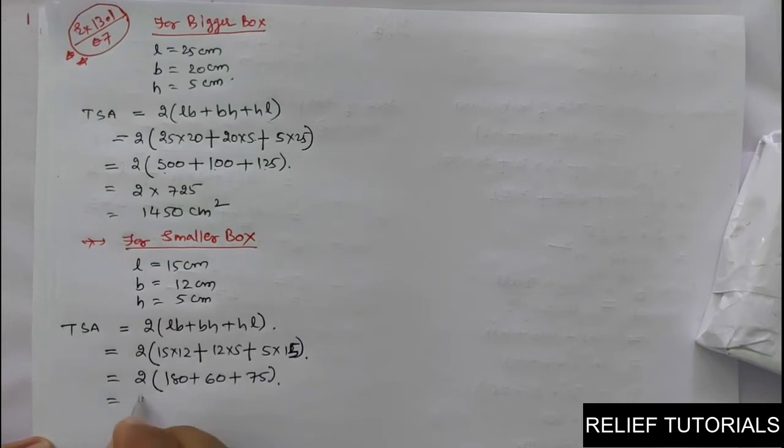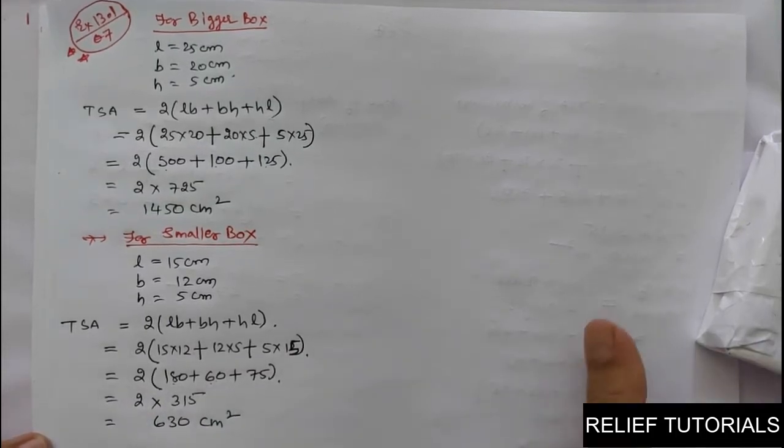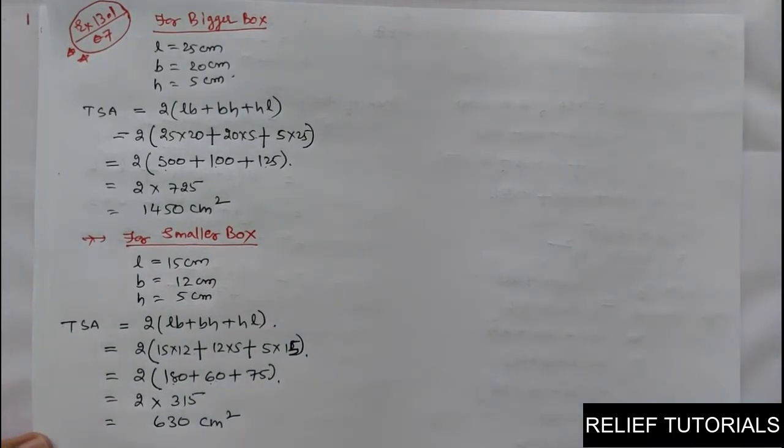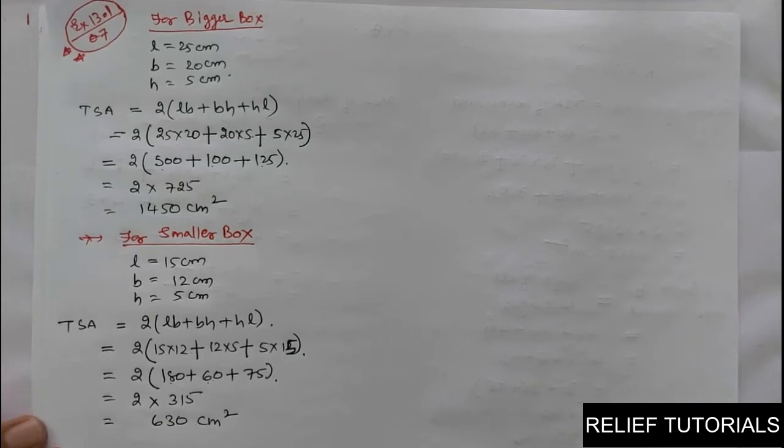So here you will get 2 into 180 plus 60 is 240, 240 plus 75, so that is equal to 315. So that is equal to 630 centimeter square. So in this way we have found the area of one smaller box and the bigger box. Now we will find the total surface area of both boxes.